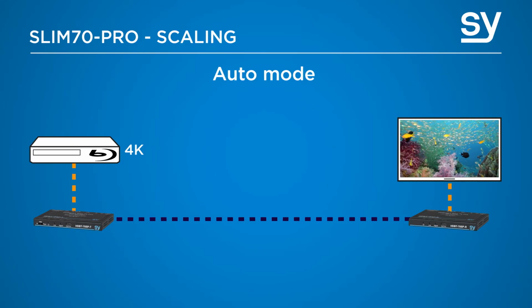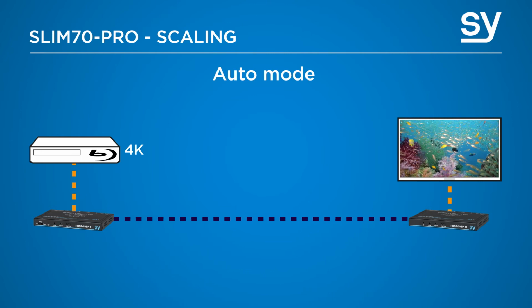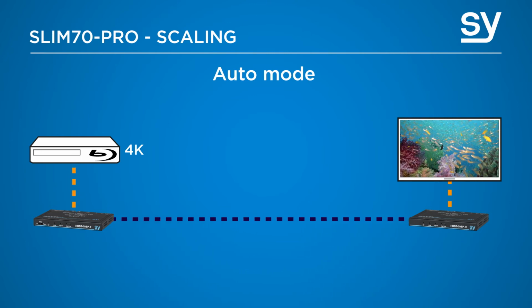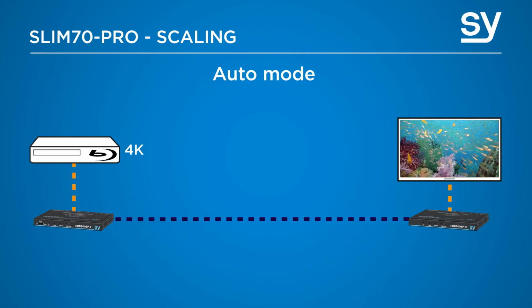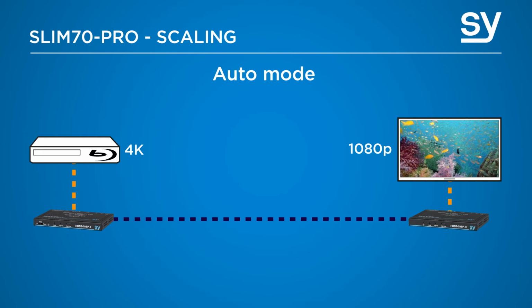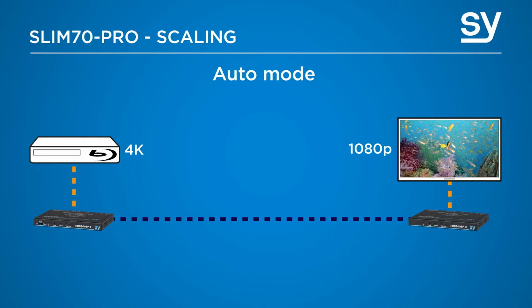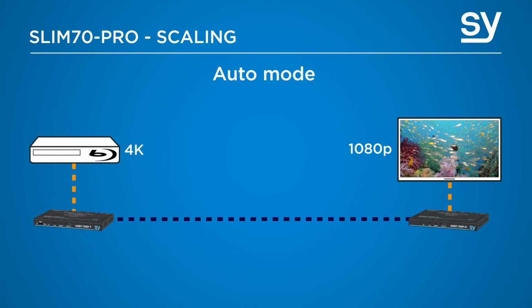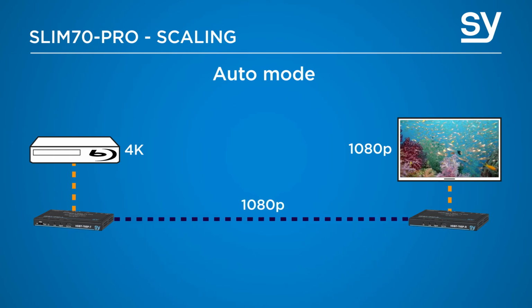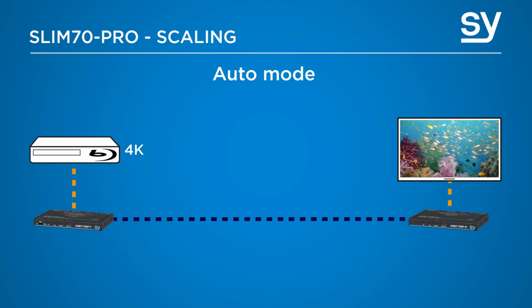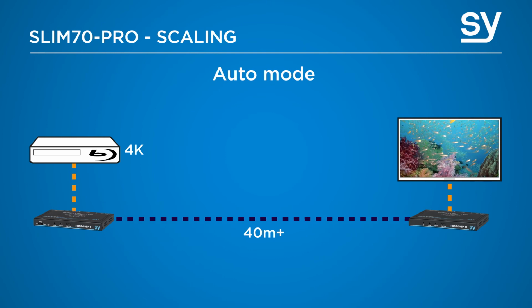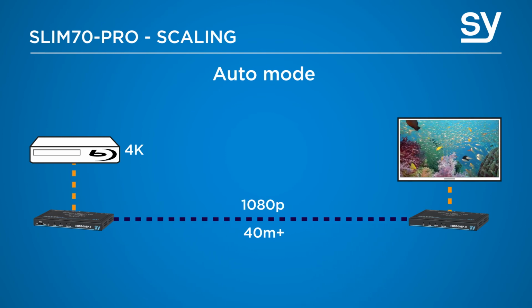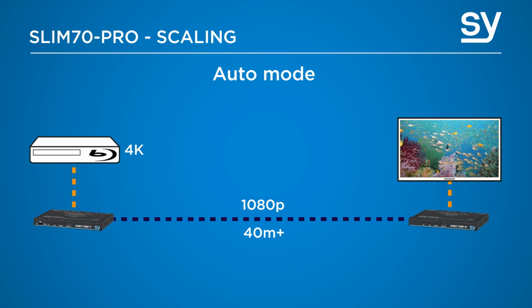We also have the auto scaling mode. Whilst in auto mode, the unit will set the optimal downscaler settings based upon cable length and the display capability. If your connected display is only 1080p capable, then the incoming signal source will be transmitted at a maximum resolution of 1080p automatically. And if the cable length is over 40 meters, then once again the signal will be automatically scaled down to 1080p to enable transmission over HDBaseT.